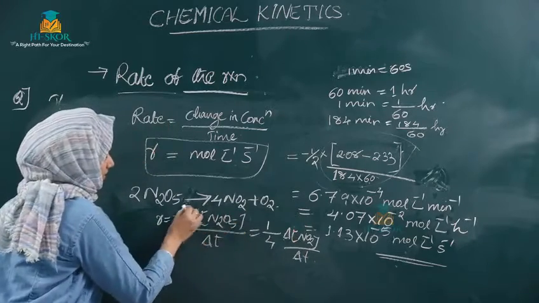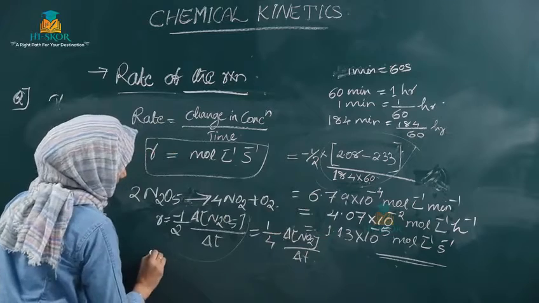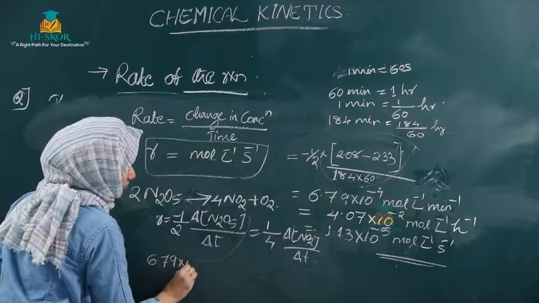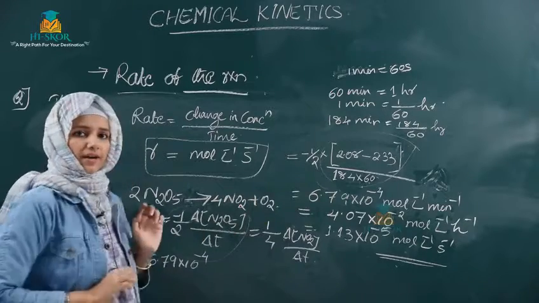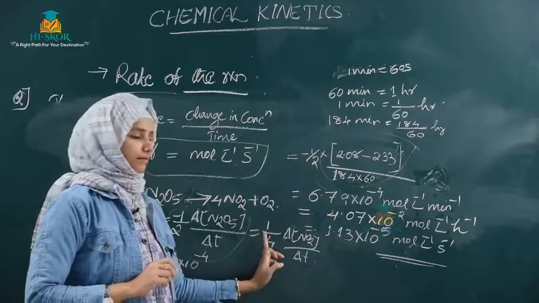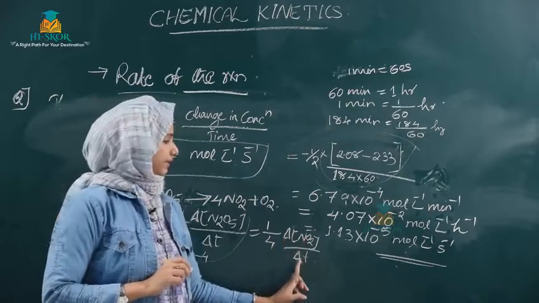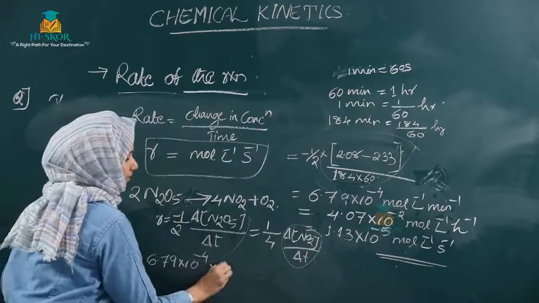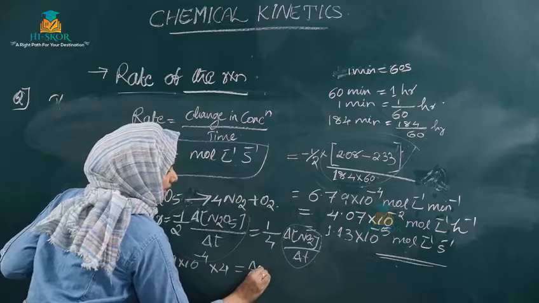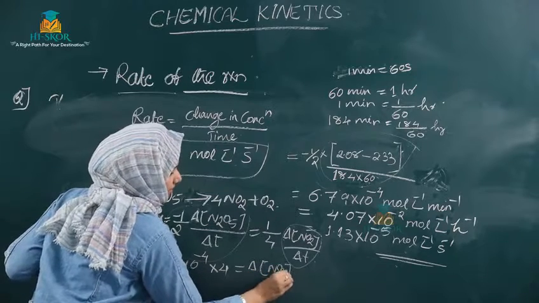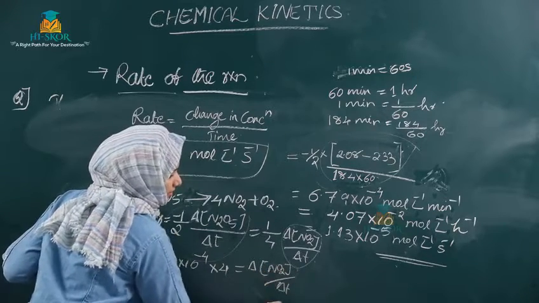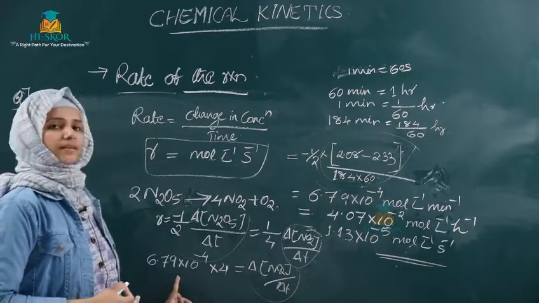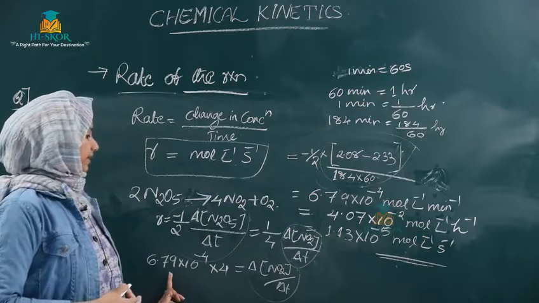So you know this value, what is that? 6.79 into 10 raised to minus 4. So 6.79 into 10 raised to minus 4 is the rate, we know. That is equal to 1 by 4 into delta NO2 by delta T. So you have to find out this only. So when we multiply by 4, what do we get? Delta NO2 divided by delta T. So this is what they asked. So the rate of formation of NO2 means 4 into the rate of the reaction. Doing this you will get the answer.